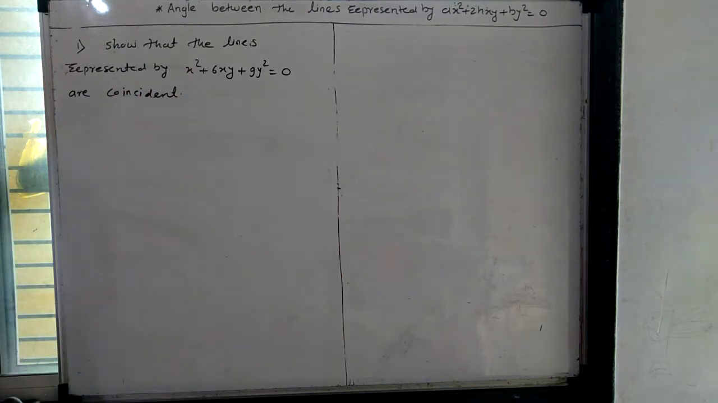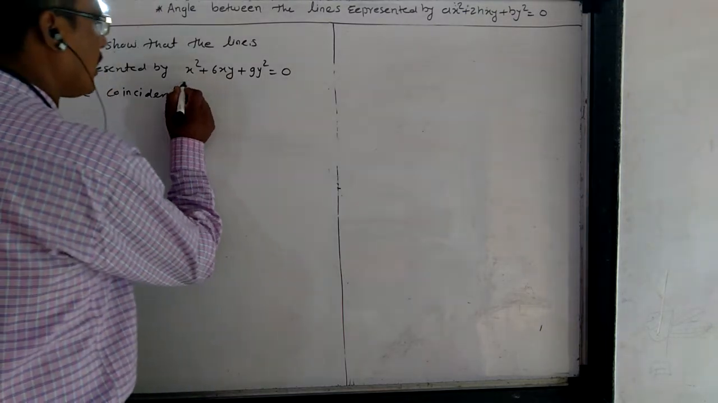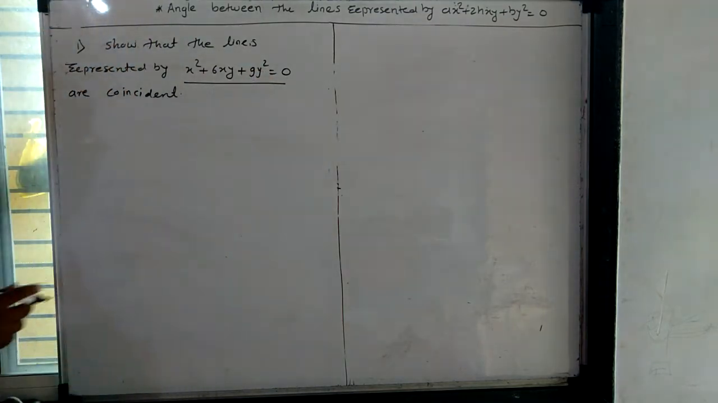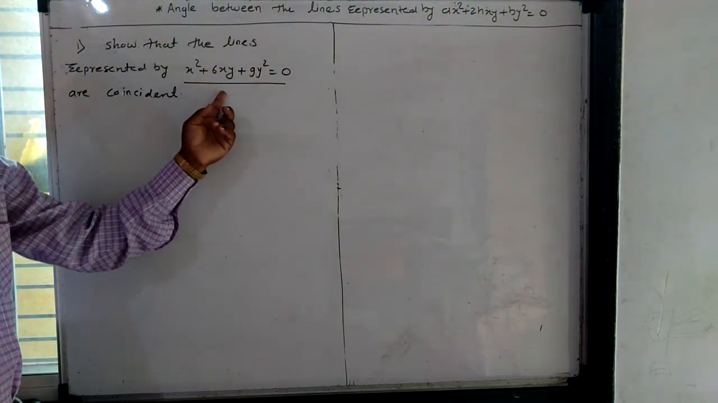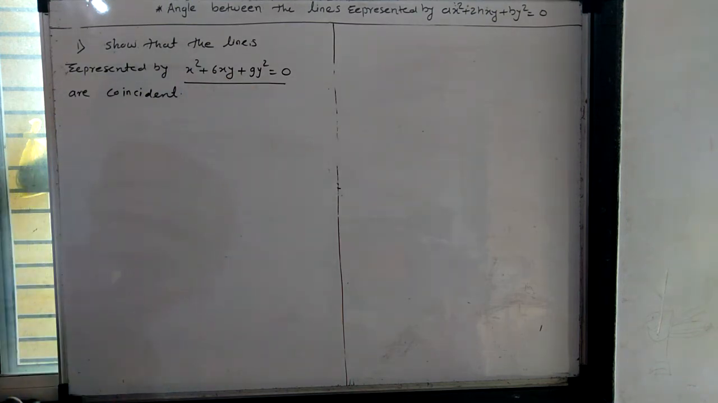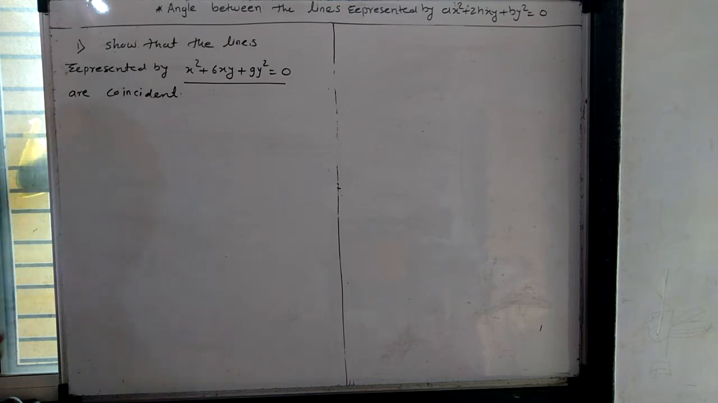Okay, are coincident. So we have to show that the lines represented by this equation, this is the second degree homogeneous equation. So it always represents two straight lines, and those straight lines are passing through the origin. So we have to show that these lines are coincident with each other.